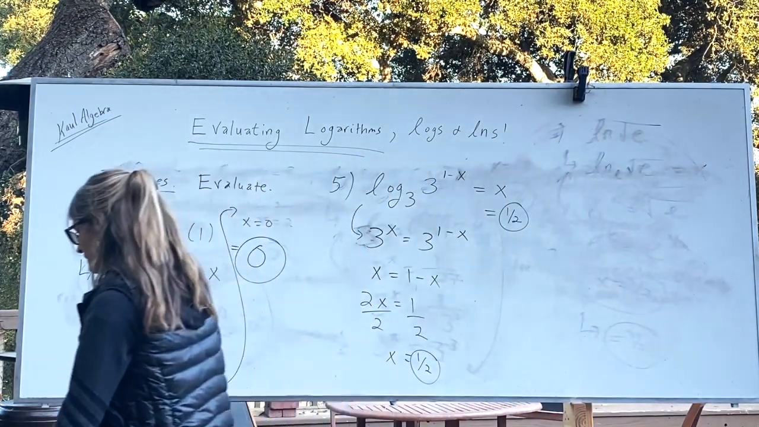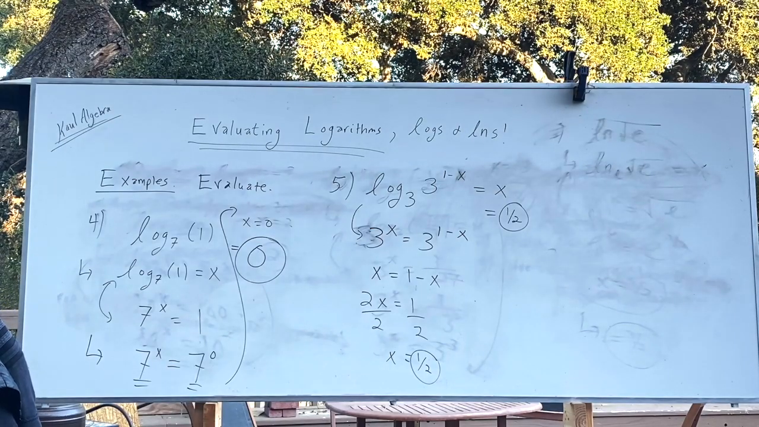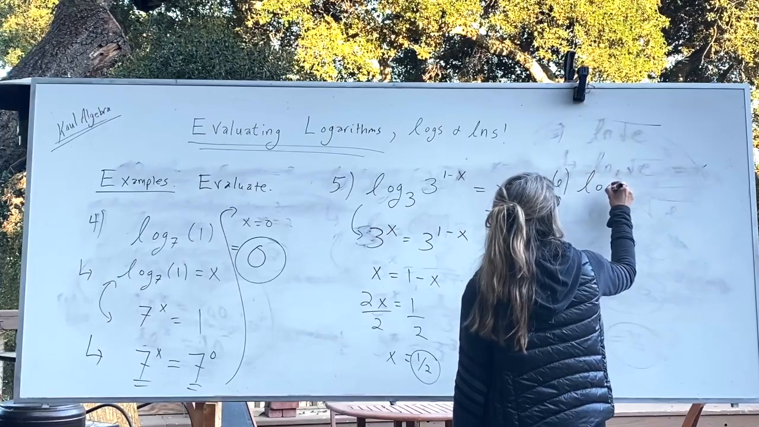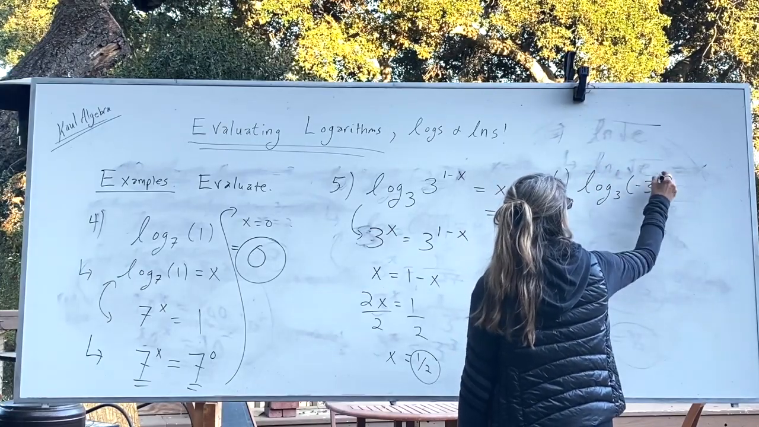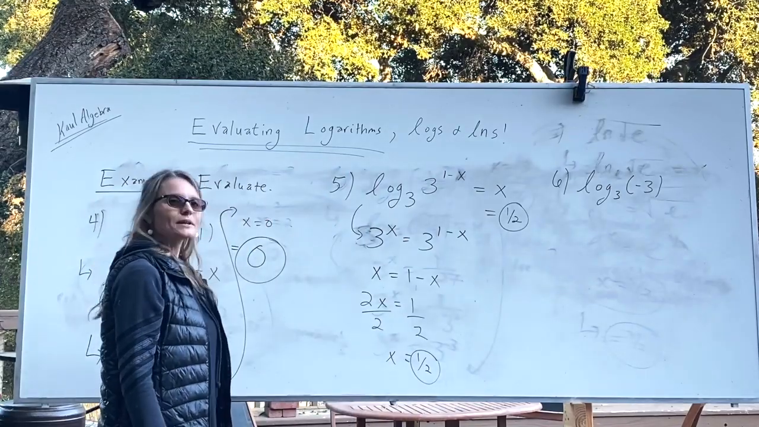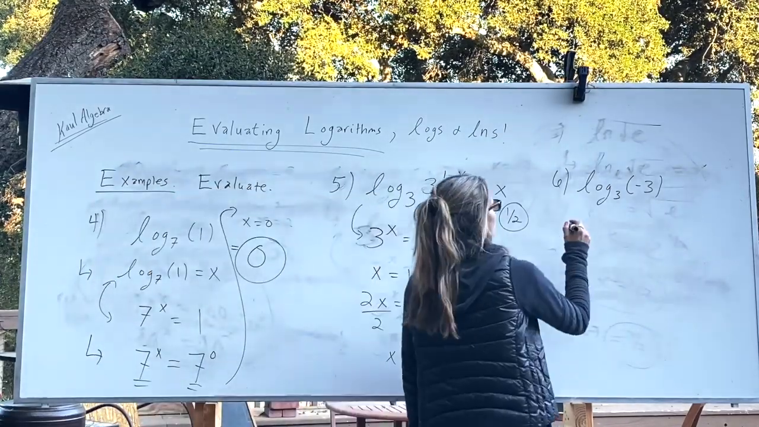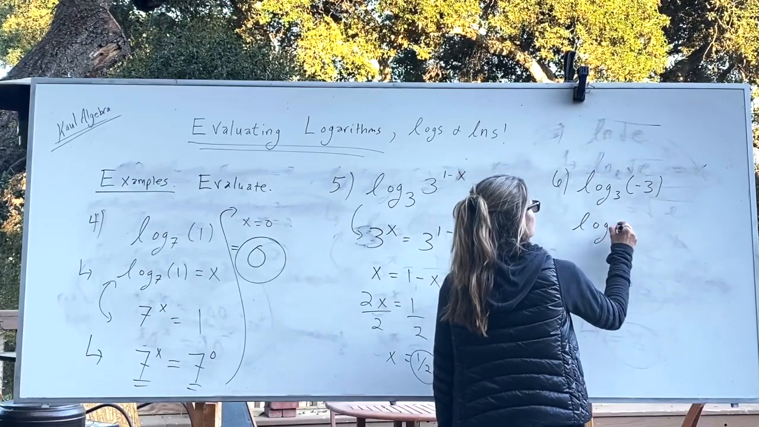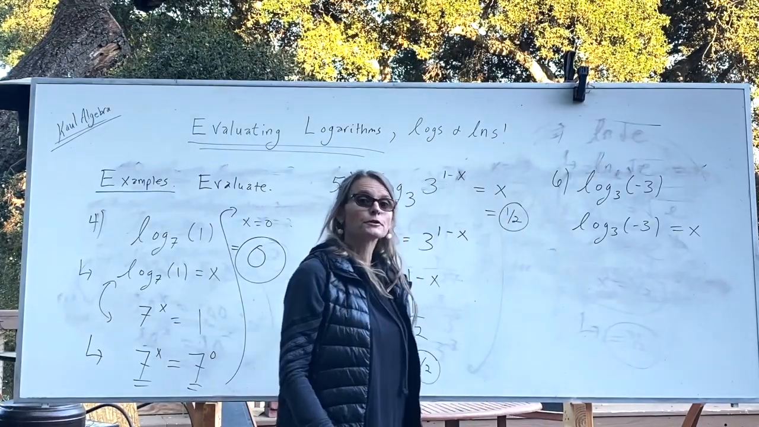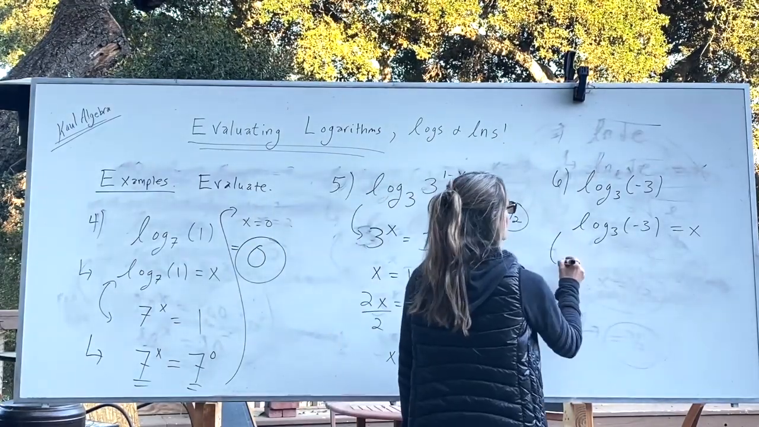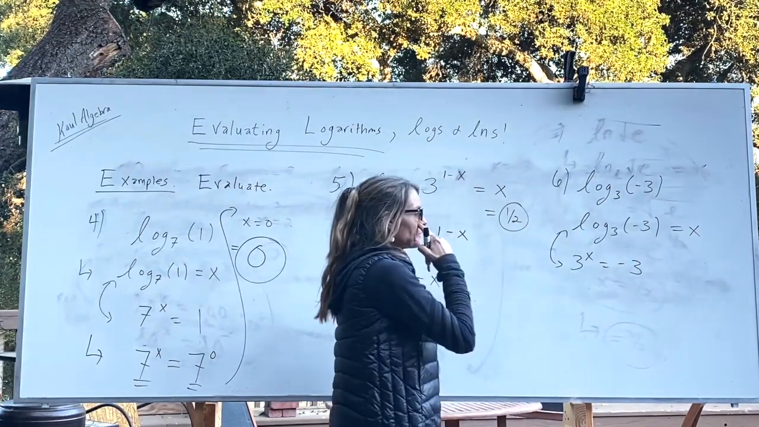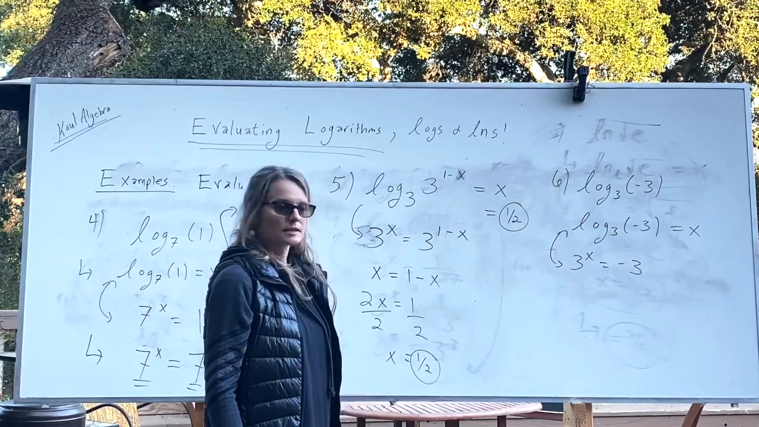Okay, next up, let's look at something like log base 3 of negative 3. What is that equal to? Well, if we set this equal to x, we could then convert it to exponential form. So this would be 3 to the x equals negative 3. And if you notice, this doesn't seem possible.